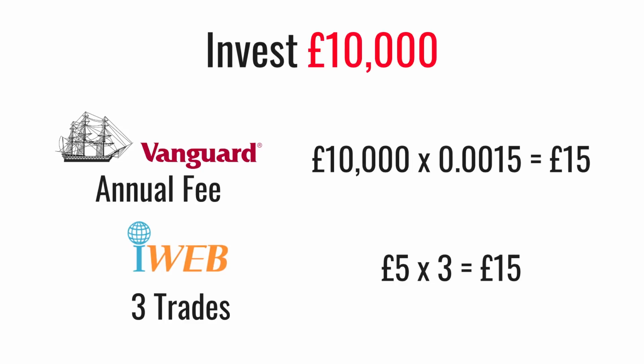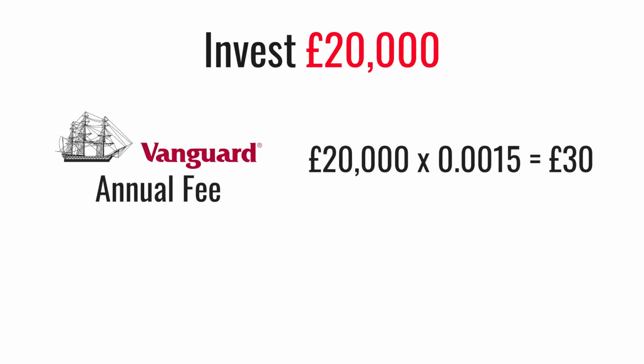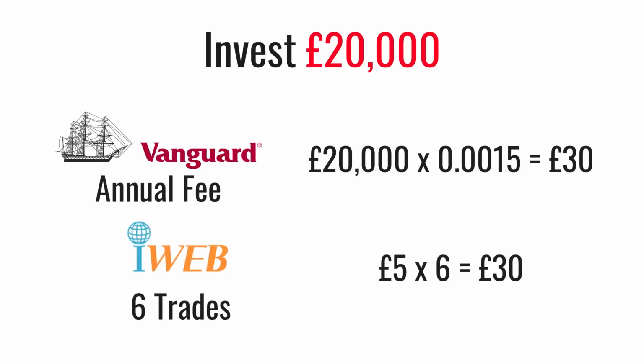In the first year, you have to open an account and you'd have to buy some investments. And in following years, you may want to rebalance your portfolio or invest in more assets as you drip feed money into your account. How about if you invest £20,000? Well, in that case, Vanguard's fee increases to £30. And now you'd need 6 trades in order to match Vanguard's fee. So you can see that as we increase the amount invested, you'd need to trade more in an IWeb account in order to equal the amount you're paying for your Vanguard account.